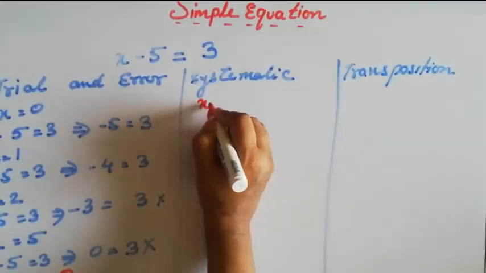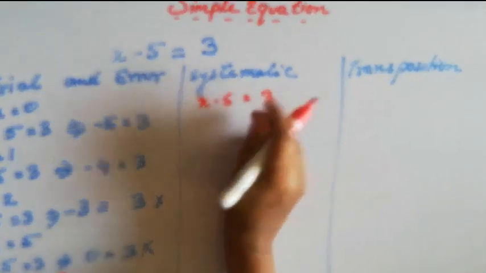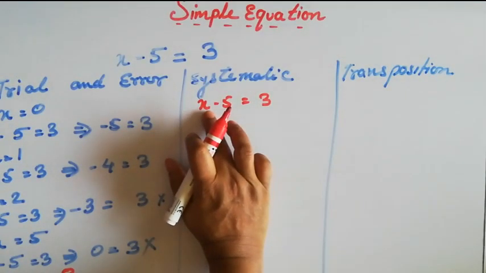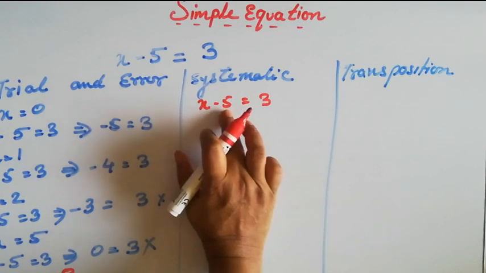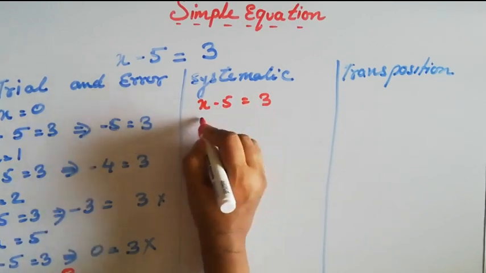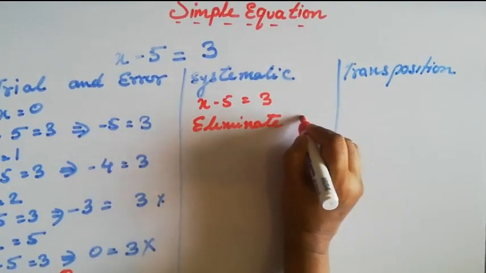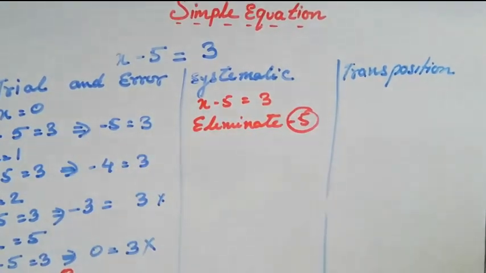Now suppose x minus 5 equal to 3. Now I want to isolate the variable. That means I don't want anything with this x. I need the x alone. I have to eliminate this 5. This minus 5 should be eliminated.